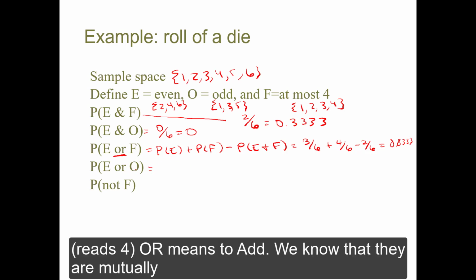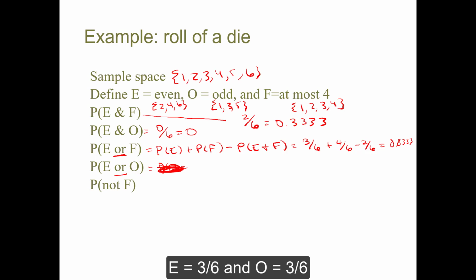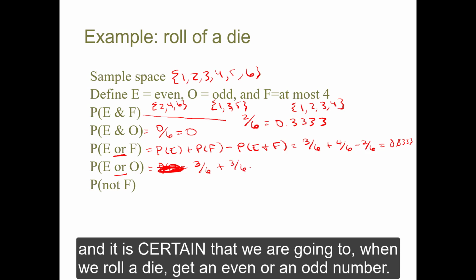Even or odd. Or means to add. We know that they are mutually exclusive. They have nothing in common. So we're going to take our probability of even, which is 3 out of 6, our probability of odd, which is 3 out of 6, and it is certain that when we roll a die, we get an even or an odd number.